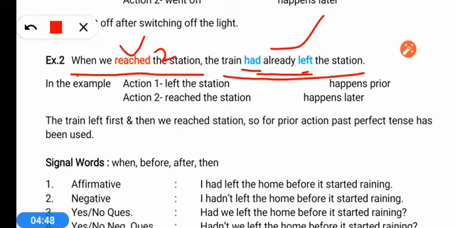It can be in the first clause or the second clause. But the point here is that we use had plus V3 with the action which happens first, and the second form with the action which happens later. Now, next point, you see that one here.